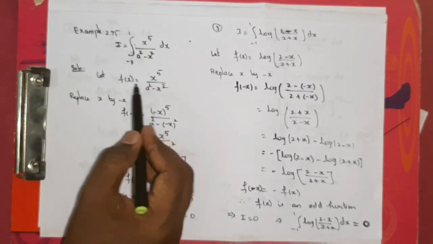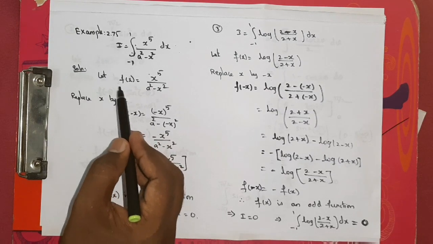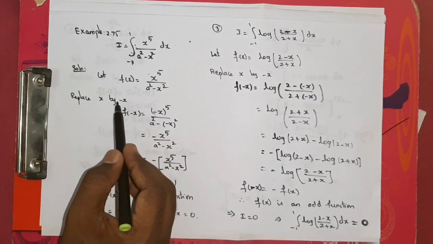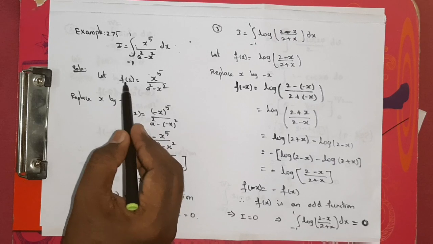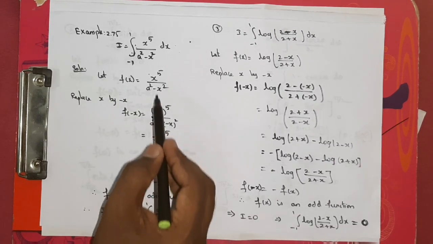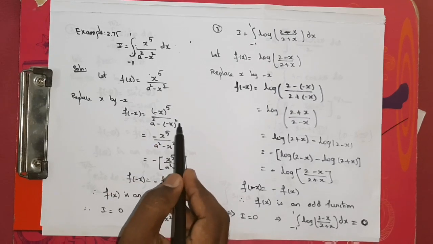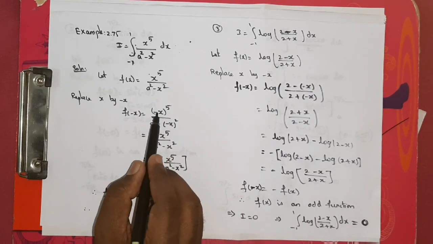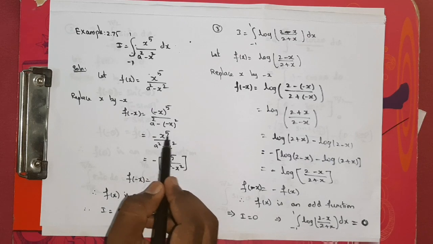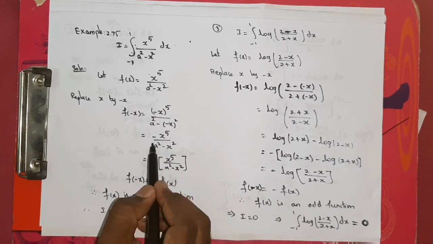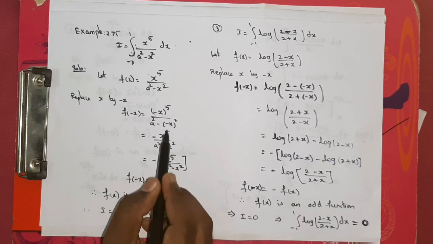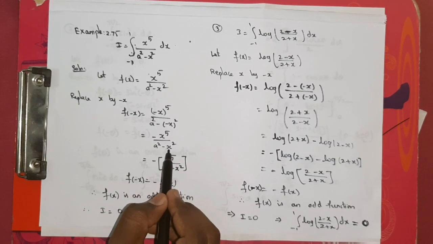So I take this part as f of x. Then to verify whether it is odd or even, we should replace x by minus x. So I am going to replace. So f of minus x equal to minus x the whole power 5 by a square minus x the whole square. When you apply this, minus x the whole power 5 will become minus x power 5 by a square. Then minus will be there. Minus x the whole square will become x square.